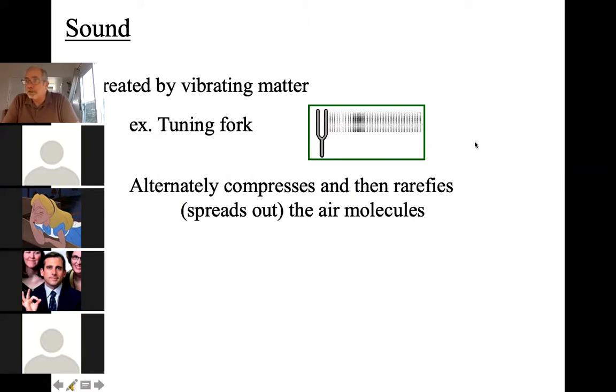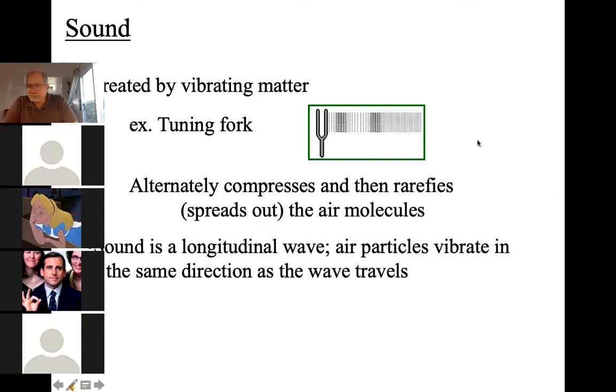What that means is that sound is a longitudinal wave. Okay? The air particles vibrate in the same direction as the wave travels. In the same direction as the wave travels. Sound is a longitudinal wave, or a compressional wave, because the direction that the air particles vibrate and the direction that the wave travels in are the same. Okay?